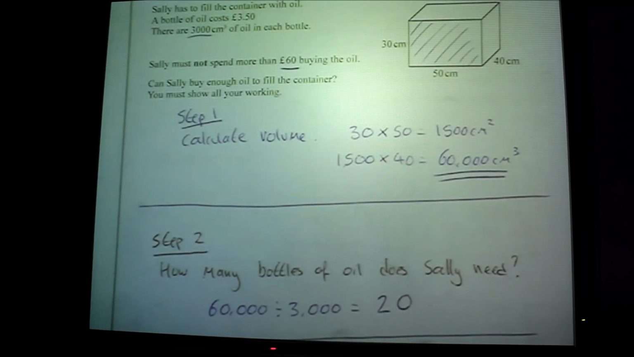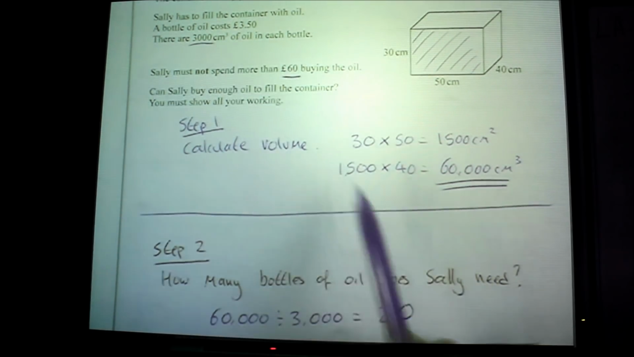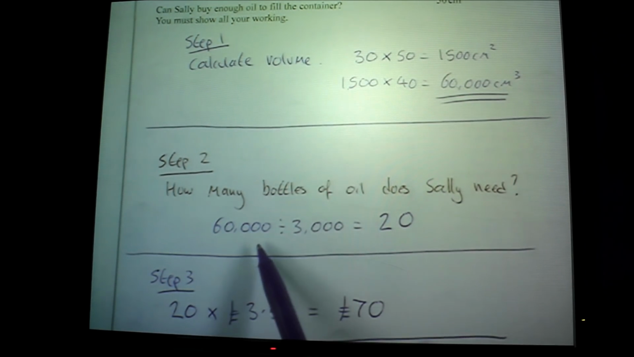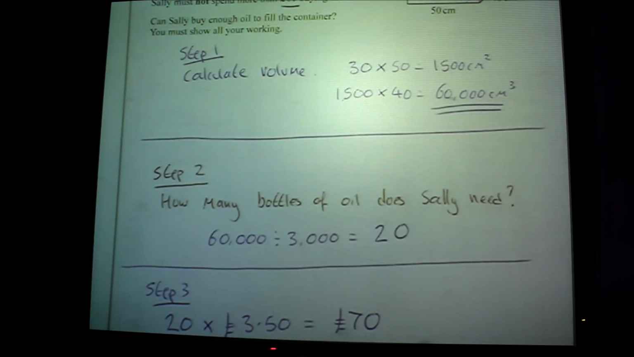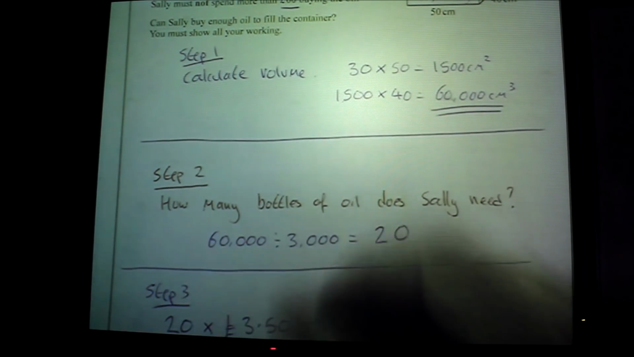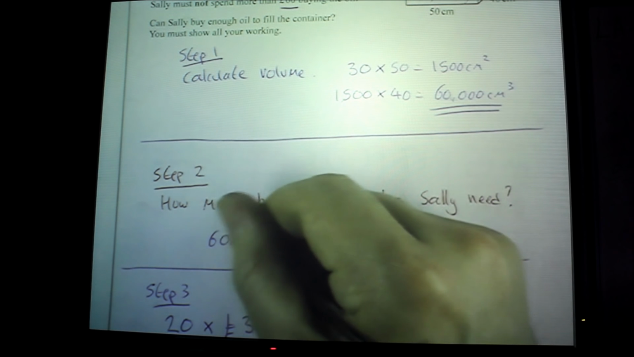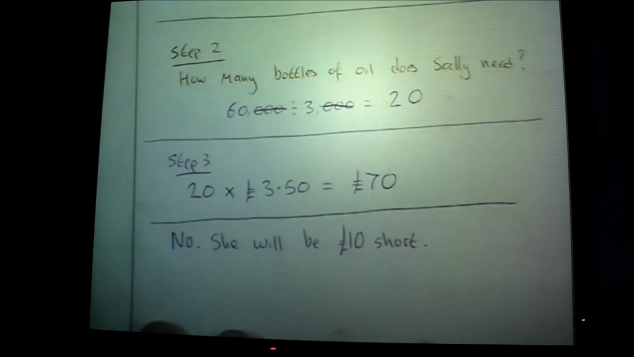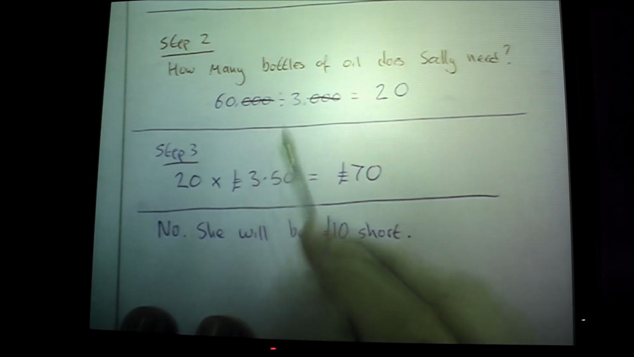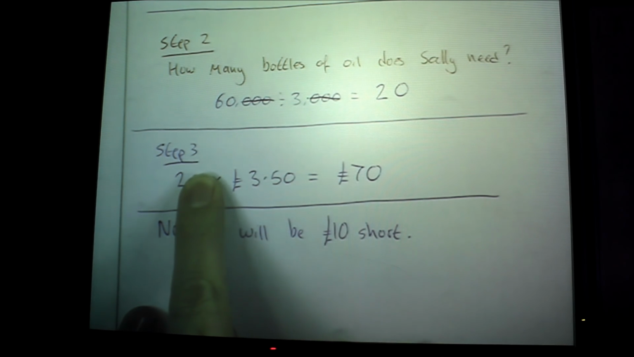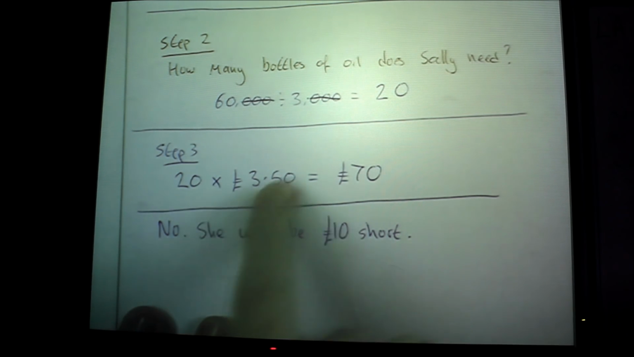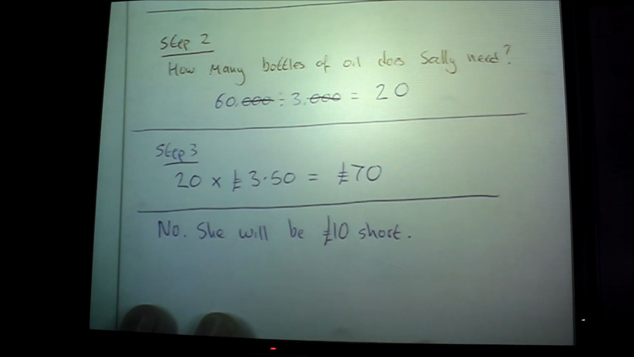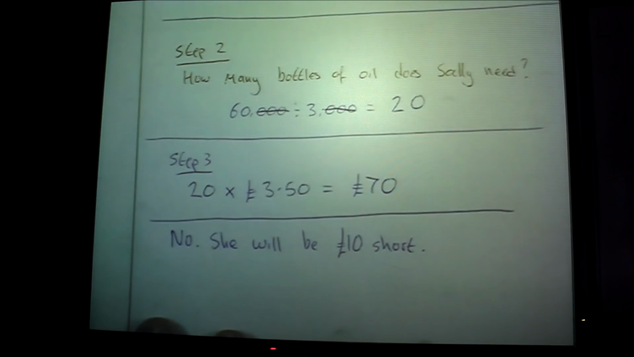Remember step 2, how much goes into each bottle? Well, it's 3,000 centimetres cubed. So how many 3,000s go into 60,000? What I did, look, I'm a bit cheating here. I put 3 noughts and I crossed out those 3 noughts. You can cancel like that. So how many 3s go into 60? And it was 20. So she needs 20 bottles, so 20 lots of £3.50 is £70. Ignore the naught. 2 lots of £3.50 is 7. Then you put the naught back on, £70. And the answer is no, she'll be £10 short because she's only got £60.